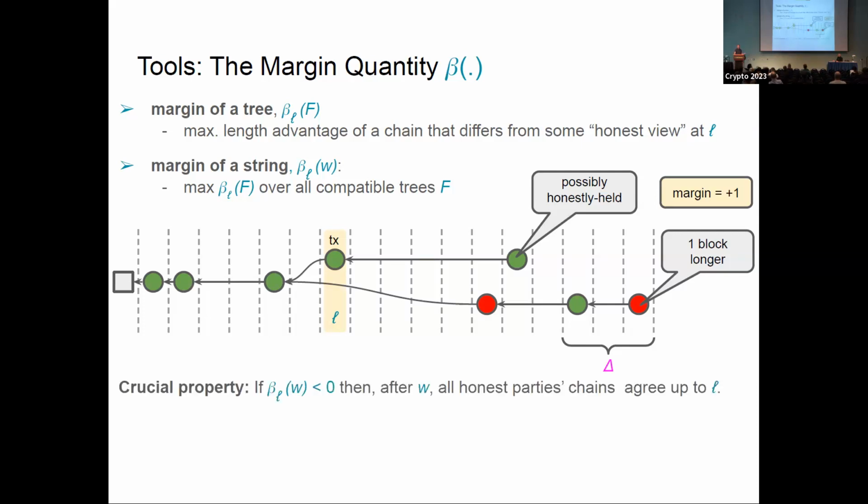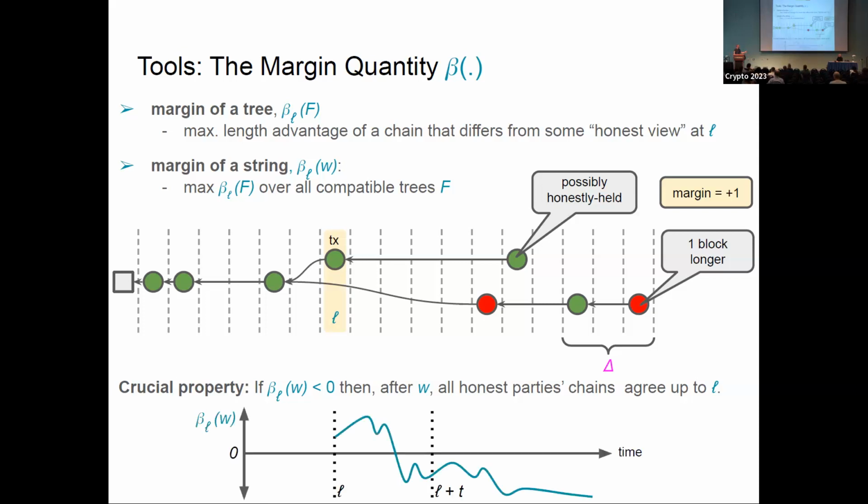And the crucial property of margin, why it is useful for this analysis, is that if the margin of a characteristic string is negative, then after an execution that is described by this string, the honest parties' chains will agree up to the relevant slot L. And the reason is exactly following the same intuition. If margin is negative, it means that the adversary doesn't have any chain up his sleeve that would be competitive to or longer than the chains that the honest parties are holding. And so he cannot make them change their mind about how the ledger looks up to this slot L. So this is the intuition behind margin.